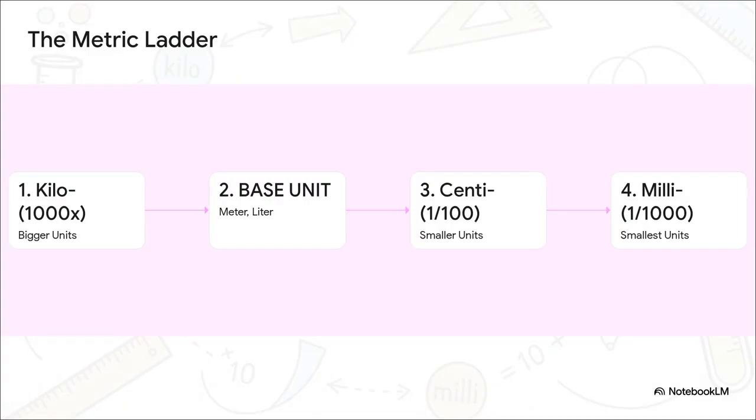And this right here is our secret weapon, the metric ladder. See how our base units, meter and liter, are right there in the middle? Now, if we go up the ladder towards kilo, our units get bigger. But if we go down towards centi and milli, they get smaller. And here's the key. Every single step on this ladder is a power of 10.